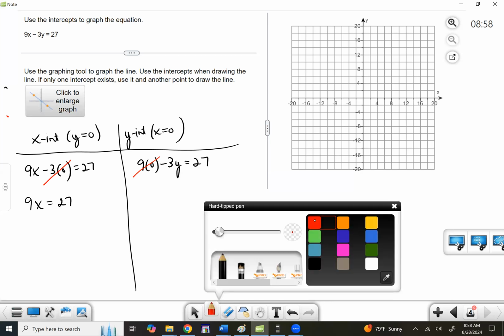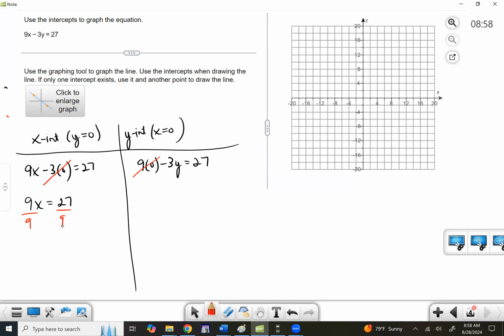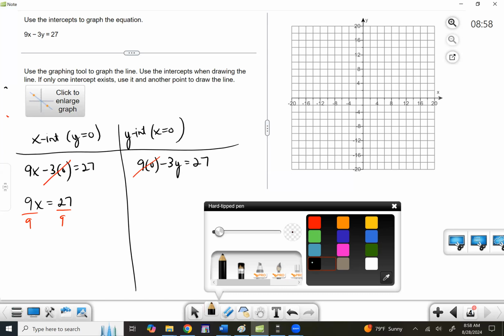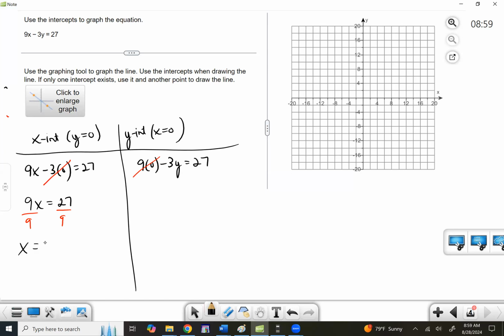So to get rid of the 9, so we can isolate the x, since the 9 is multiplying, we're going to divide to get rid of it. Always doing opposites. And 27 divided by 9 is 3. So (3, 0) is one of our points. Since they're counting by 2s on this graph over here, 2, 4, it's going to be about halfway in between on that one square right there.